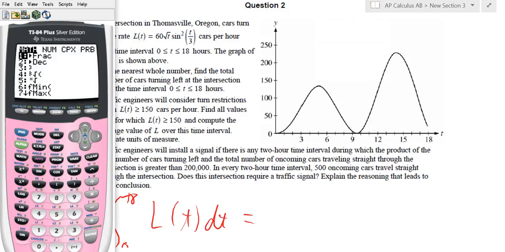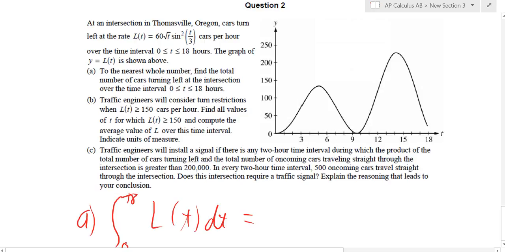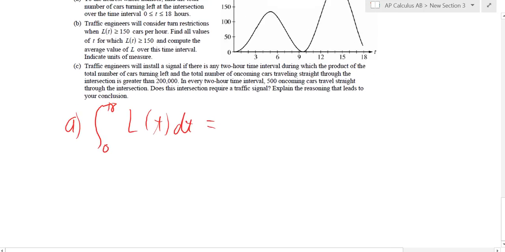It's math 9. I want to integrate y1 with respect to x from 0 to 18, and the calculator does all the work for me. They say in this one to the nearest whole number, so make sure you're paying attention to that, and you get 1,658. And what are the units? Cars, because L of t was in cars per hour. And that's all you need to show for A. That's probably 2 points: 1 point for the integral, 1 point for the answer.